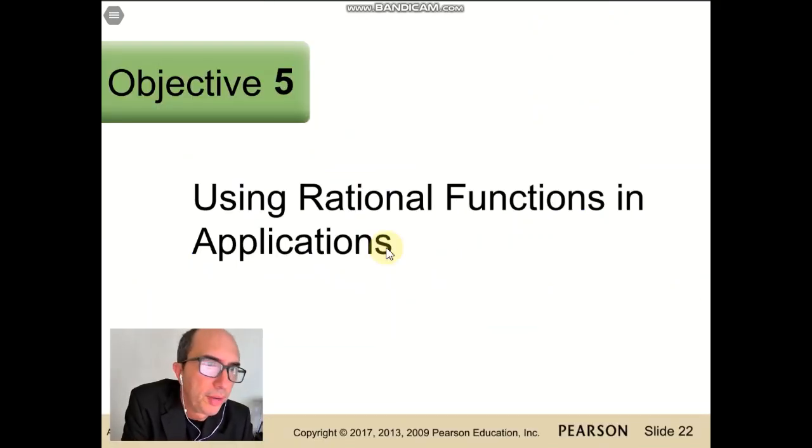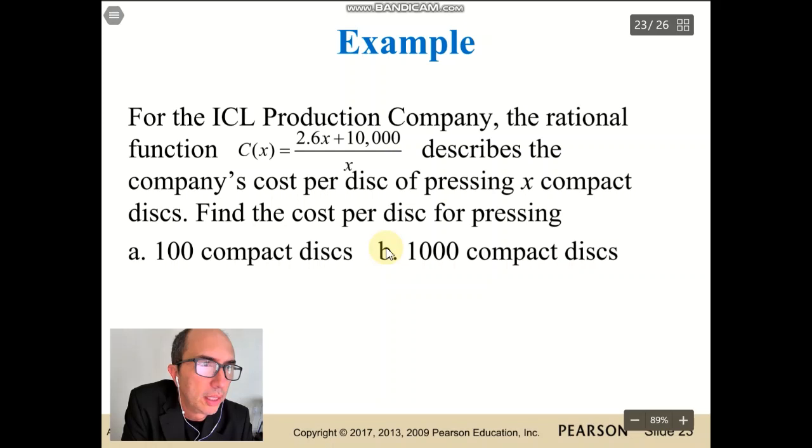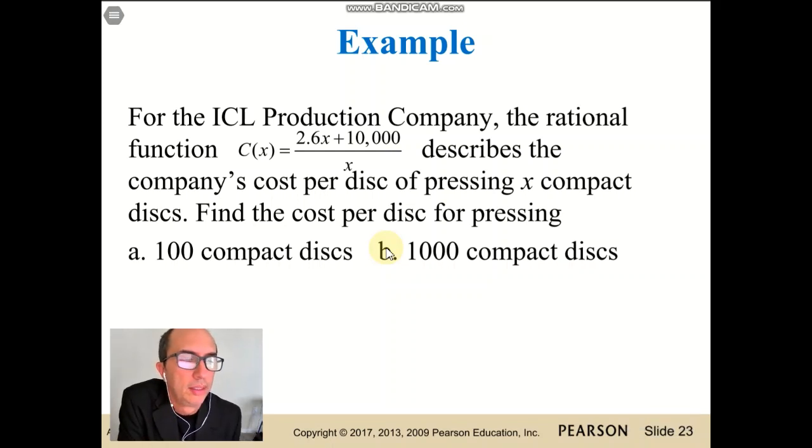Now let's work on objective 5, using rational functions in applications. And let's go straight to an example and read through it. For the ICL production company, the rational function C of x equals 2.6x plus 10,000, all over x, describes the company's cost per disc of pressing x compact discs. Find the cost per disc for pressing A, 100 compact discs, B, 1000 compact discs.